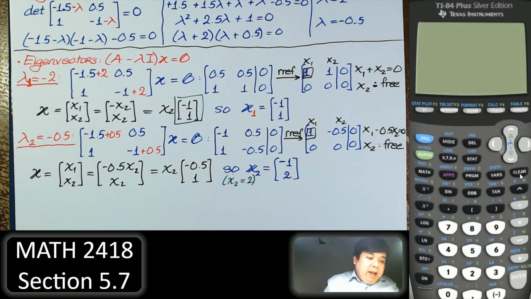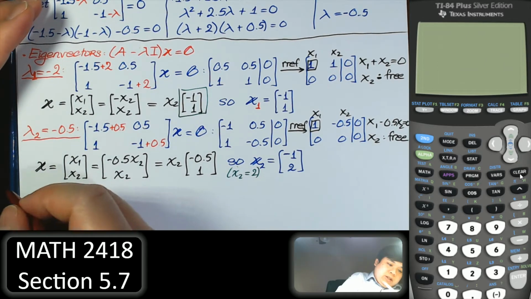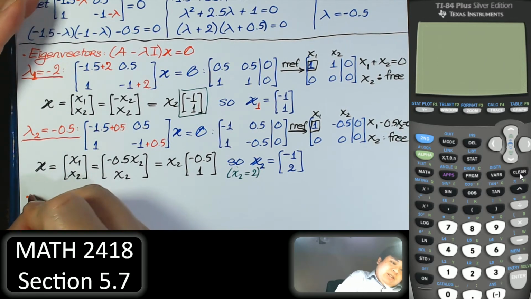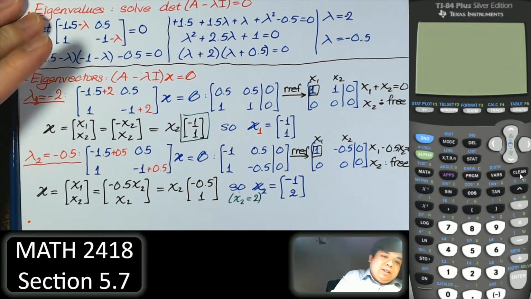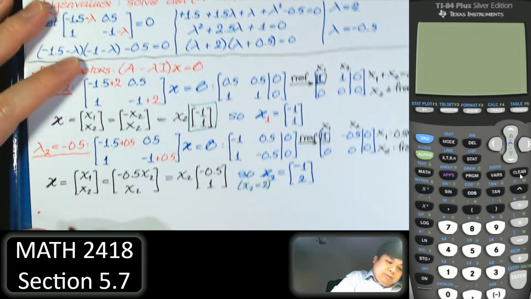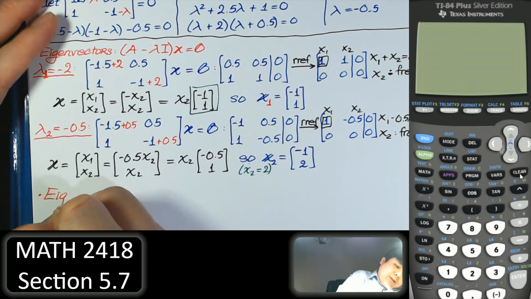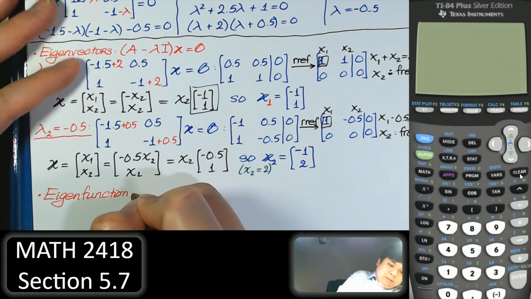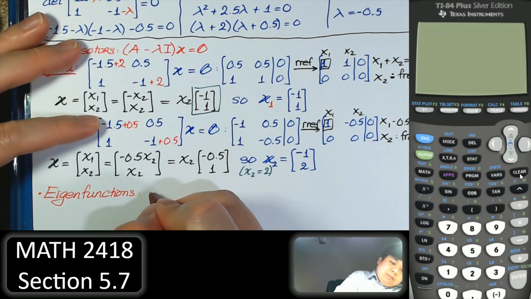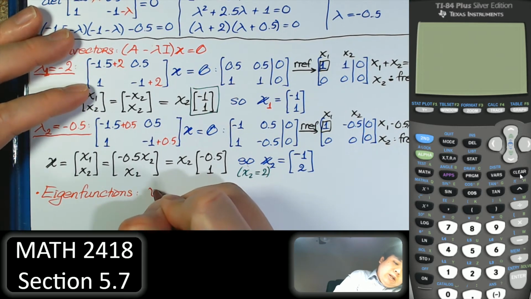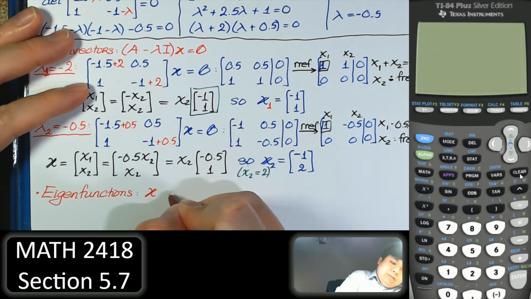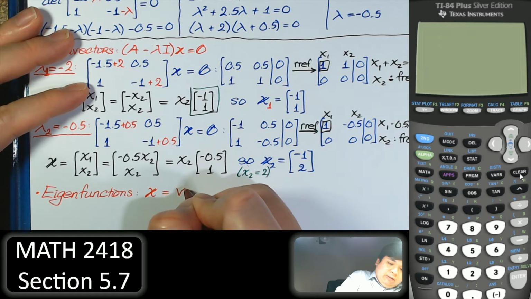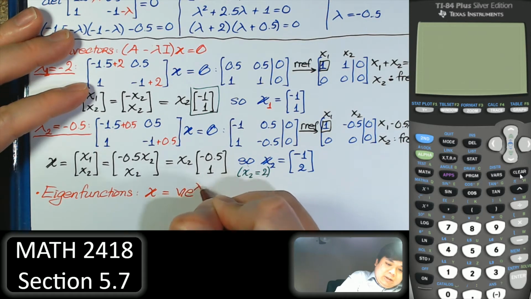Now we have the eigenvectors, eigenvalues, everything. Now we have the solution. It's called the eigenfunction. It will be in this form. So for the eigenfunction, we have x equal to the eigenvector times e to the lambda t.